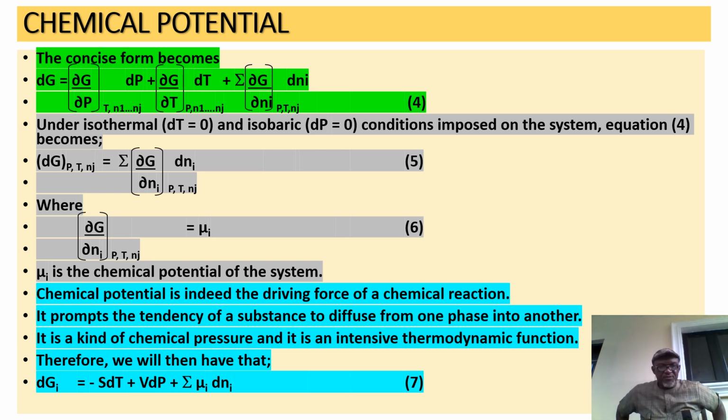Therefore, chemical potential in terms of Gibbs free energy is given by equation 7. The dG is equal to minus S dT plus V dP, which we already know. So we're adding that chemical potential term, the summation of mu i dNi. That's what that means.